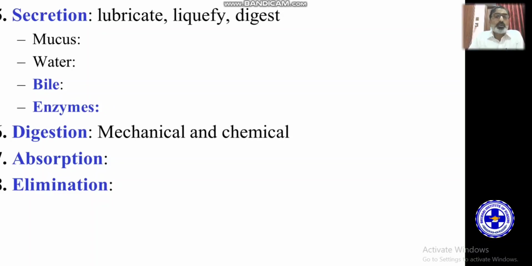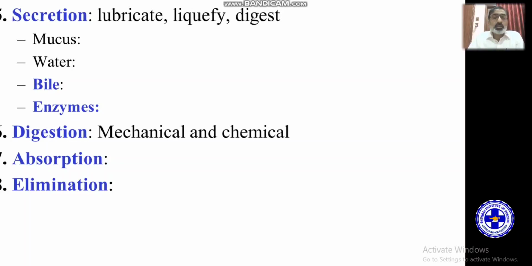And then digestion, mechanical and chemical. You already know that digestion is of two types: one is mechanical and the next is chemical. Mechanical by mixing, cutting, and chewing, and chemical with the help of enzymes and bile. And then absorption: all the needed foods, the smallest particles ready to enter the blood, are absorbed through the wall of the gut into the blood or the lymphatic system. So absorption is also a function of the GIT.